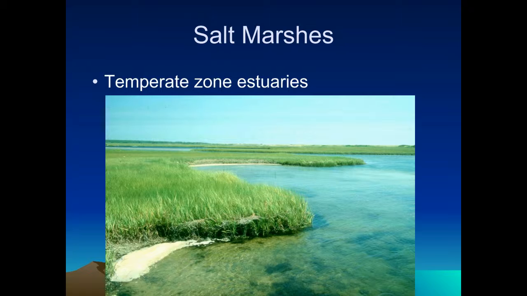So you don't really need a map. You just kind of know. I would know estuaries are more in temperate areas, whereas mangrove swamps are more in southern areas. But we don't really plot these in climates, so I wouldn't worry about that.